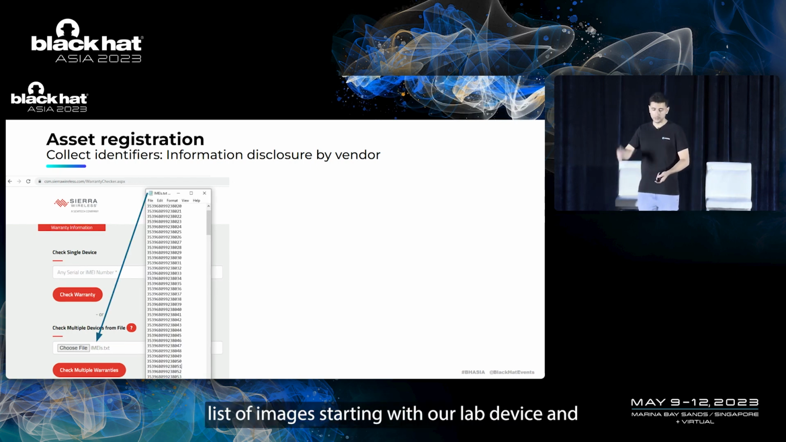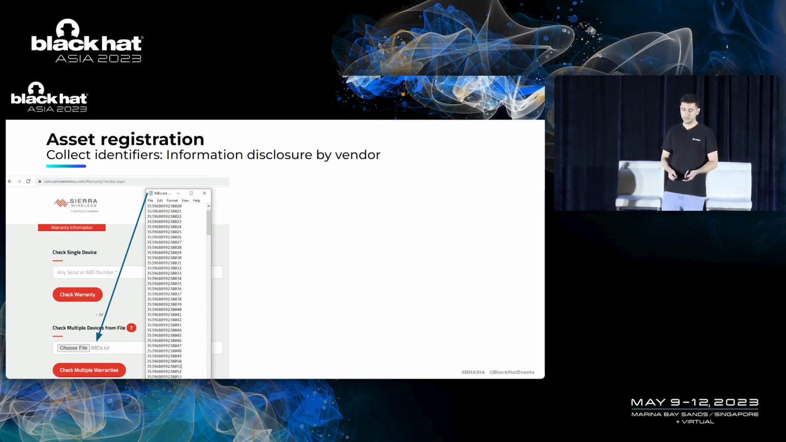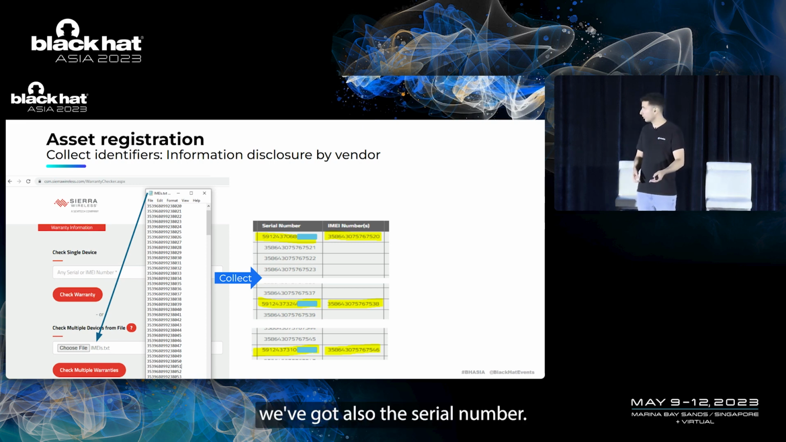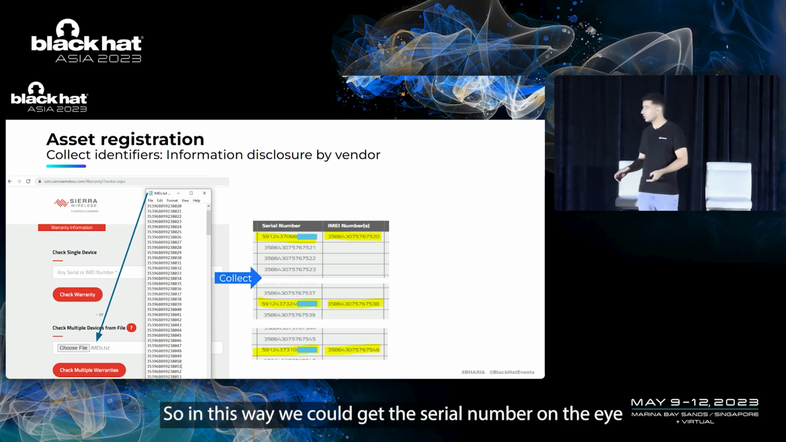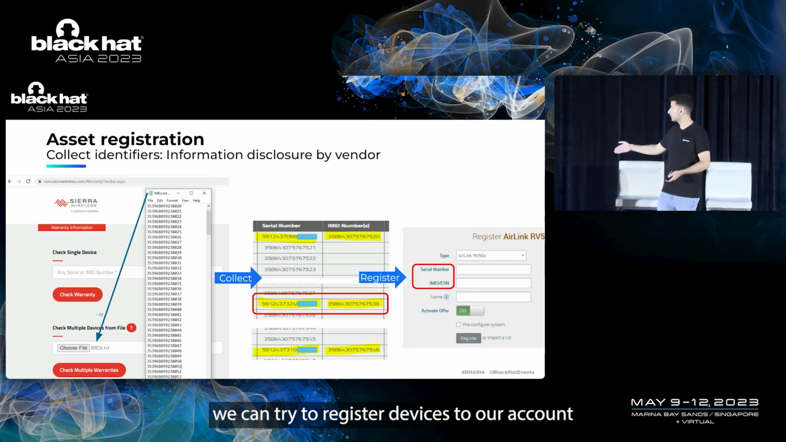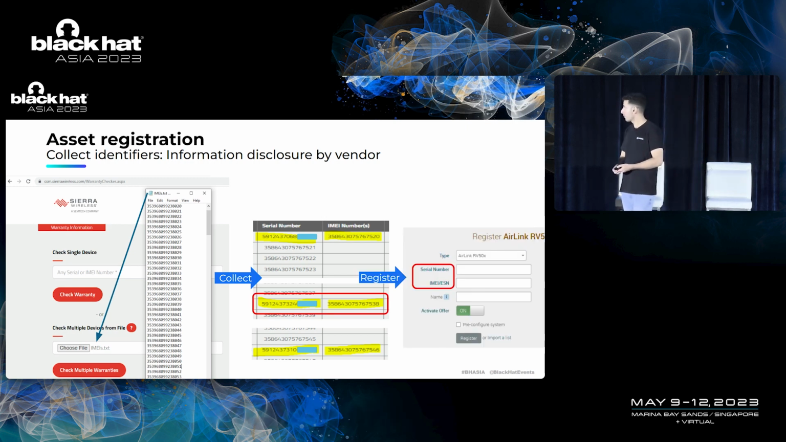We created a list of IMEIs starting with our lab device. And for the correct IMEIs that really exist, we also got the serial number. In this way, we could get the serial number and IMEI of all possible devices. And having those parameters, we can try to register devices to our account and then manage them.